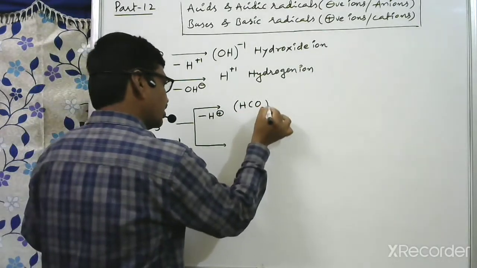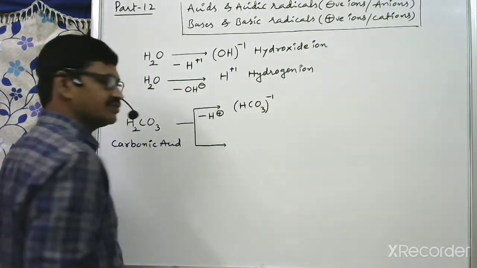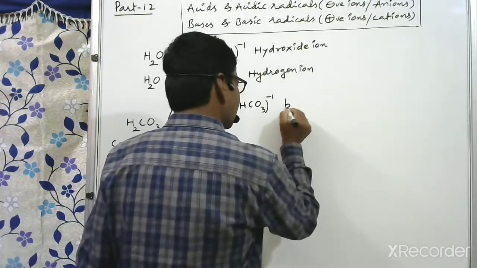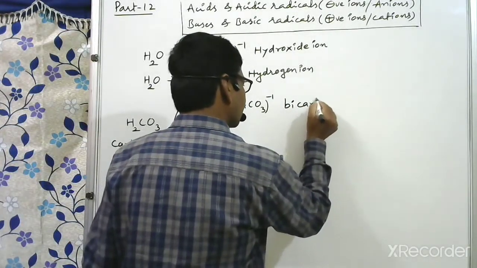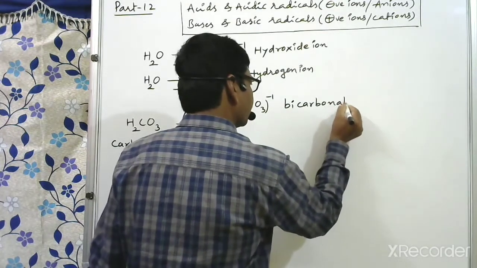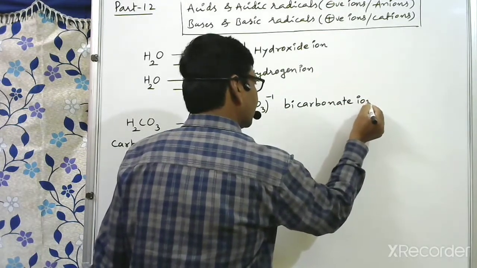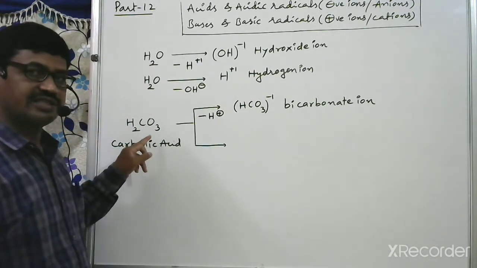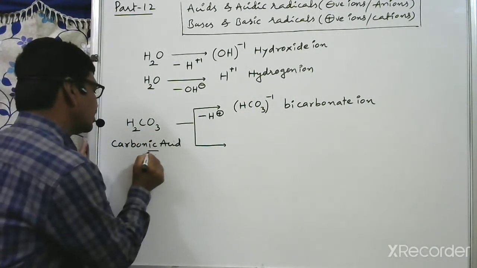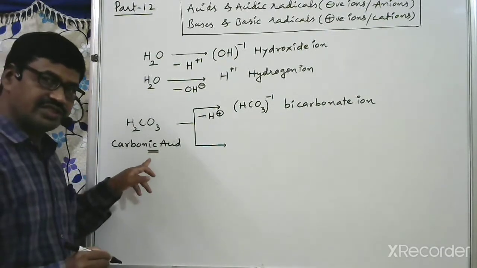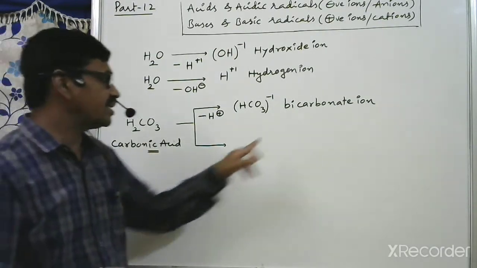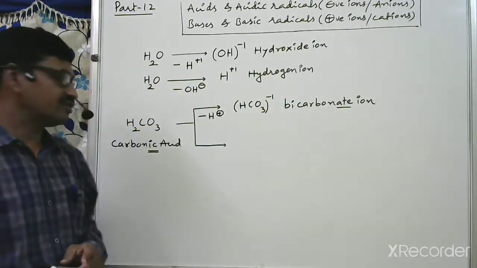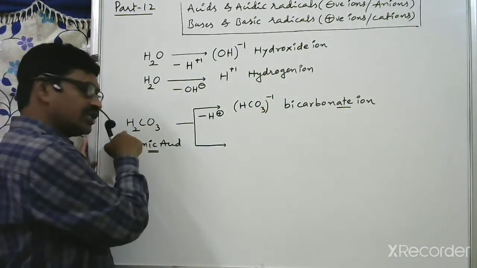Above this remaining part, we can write minus 1 charge, which is called the bicarbonate ion. This is the acidic radical because it is formed from an acid. Which acid? Particularly, see here, it is an ic acid. Because it is an ic acid, its ion ends in ate. Bicarbonate ion.